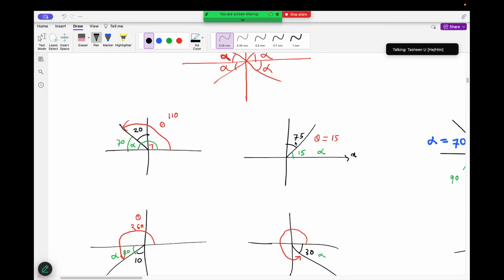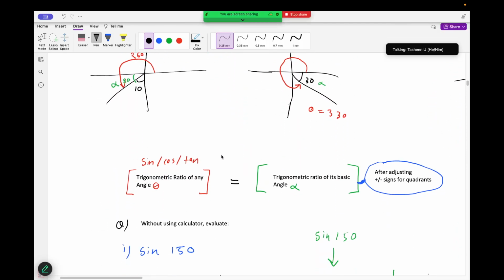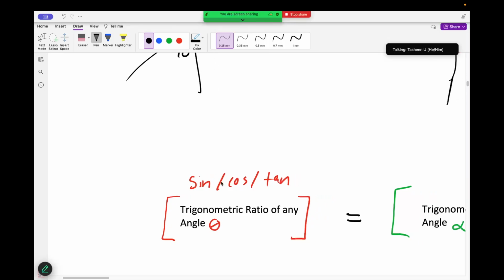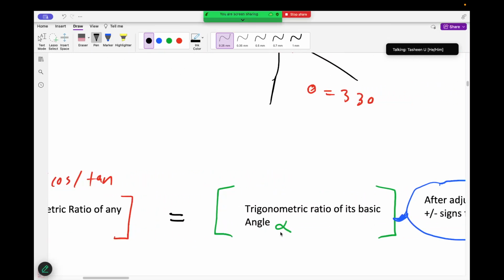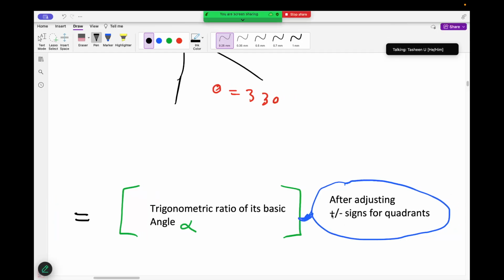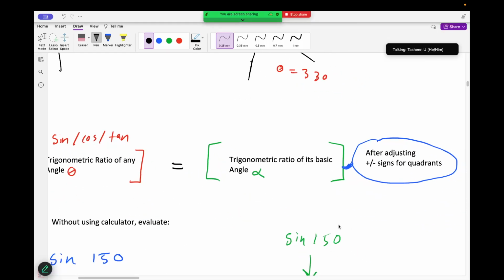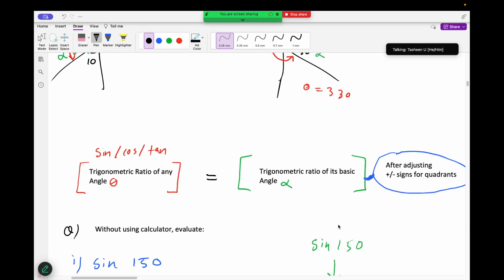Every angle has two main angles, that is the alpha and theta. Now here is the thing. Trigonometric ratio of any angle theta, sine, cos, tan, equals the trigonometric ratio of its basic angle alpha after adjusting plus minus signs for quadrants. So what do we mean by that? Can you find the sine 150 without using any calculator? Your job is to find and tell me.